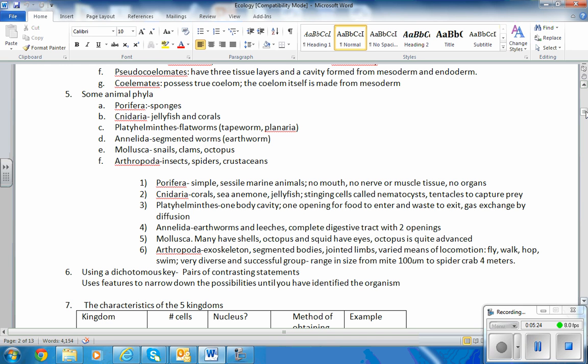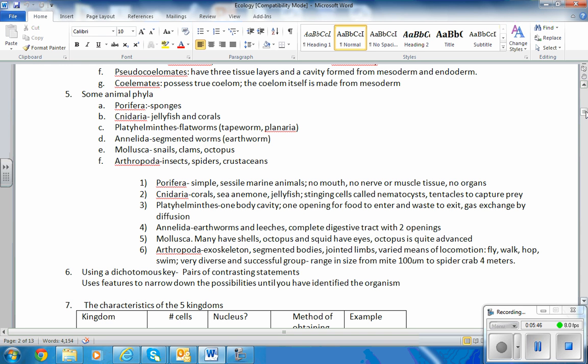And then there's Cnidaria, and the C is silent when you say it. These are jellyfish and corals. They are a little bit more complex than sponges, but not much. A jellyfish has a one-way digestive system and things like that. They're not very complicated organisms.